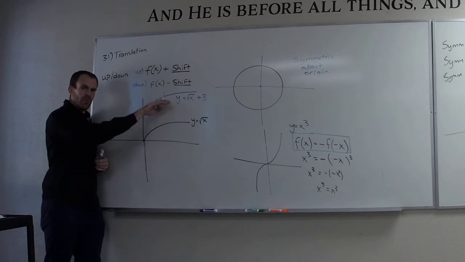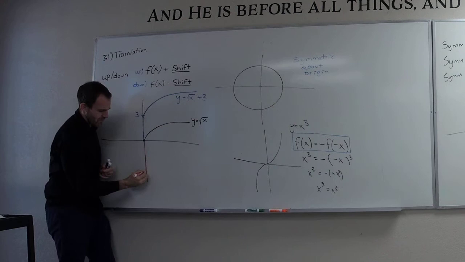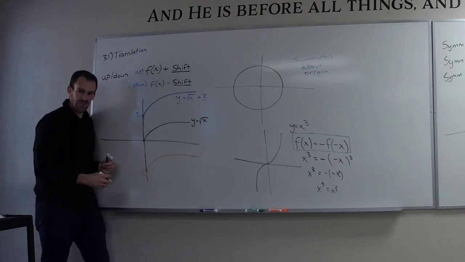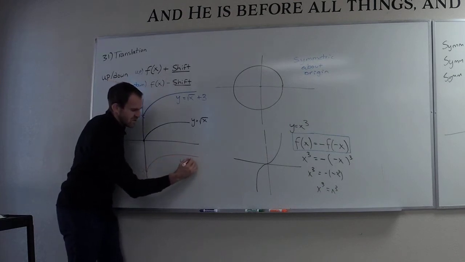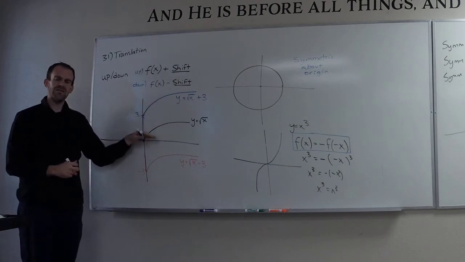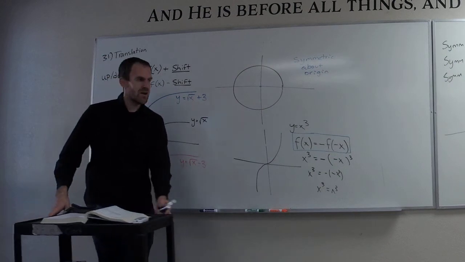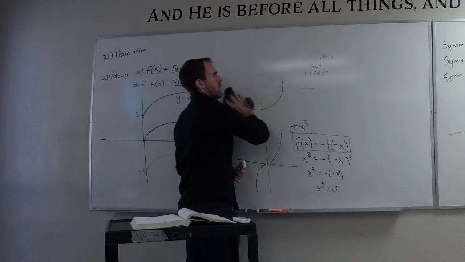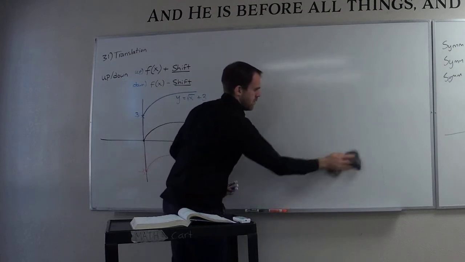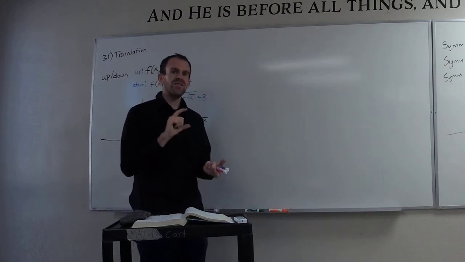You'll notice that every point in this function is either moved up or down. So this function moved down 3 is y equals the square root of x minus 3. To shift up, you add. To shift down, you subtract. Now moving left and right is much more complicated. To move left and right, you have to do things backwards.